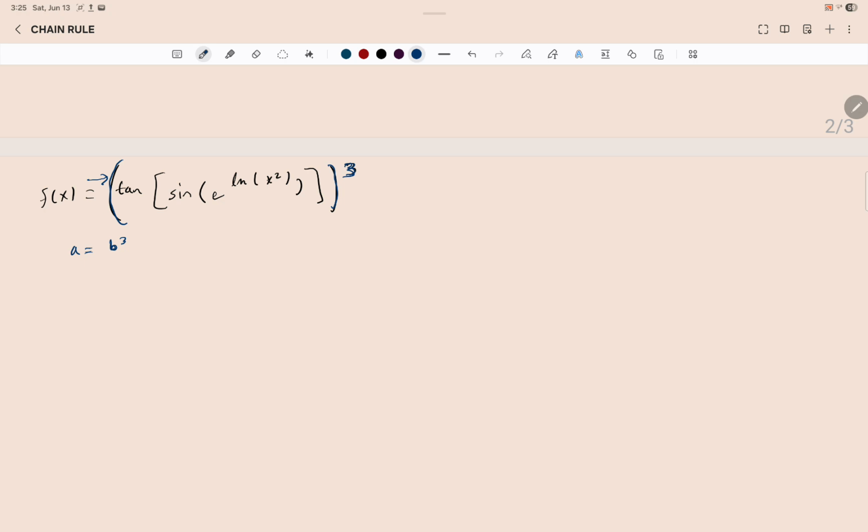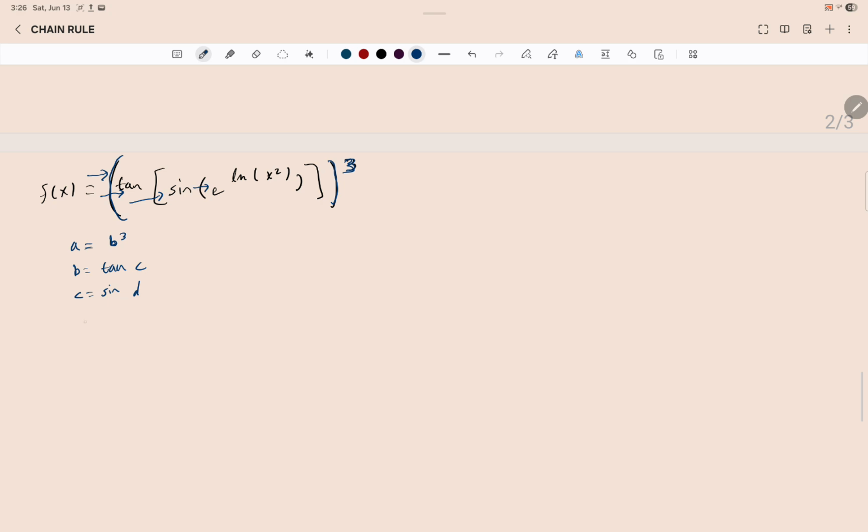Okay, cool. Now taking my drill again, the next function I hit is the tangent function, but this whole thing is too complicated, so I'm just going to call it C. So now the next function I hit is the sine function, so C is sine of this. That's too complicated, so I'm going to call it D. Okay, and then the next function that I hit is the exponential function, which is E. So D equals E to the something.